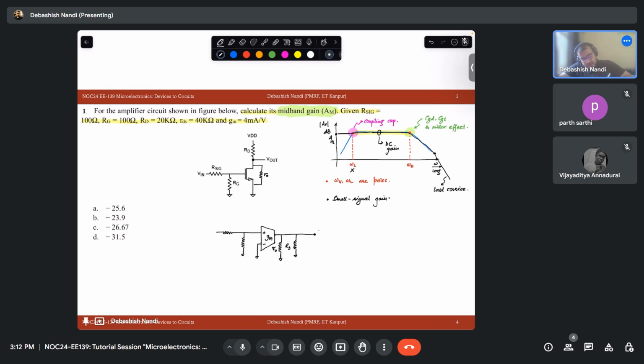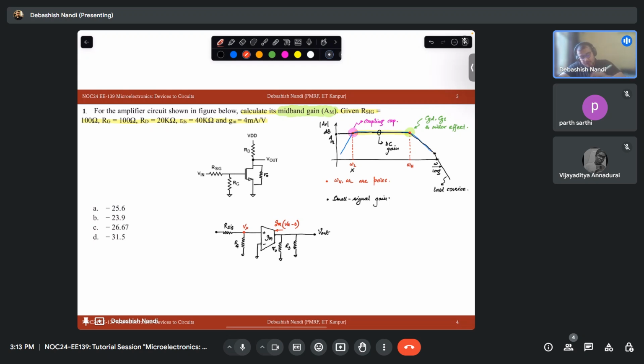Fine. So now this is your V out, and this is your R signal, this is your RG, and what about the current? The current flowing in this direction is your GM times this voltage, let's say Vx minus 0, or GM Vx. Okay.